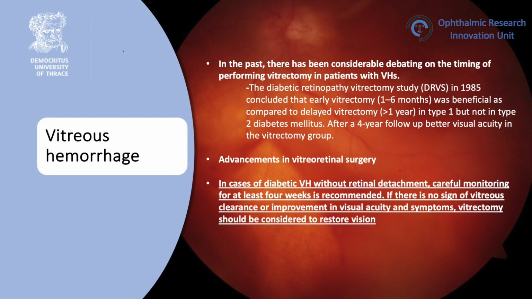It is important to consider that over 30 years ago, vitreoretinal specialists did not have available the latest technological innovations in this field, such as small-gauge instruments, high-performance machines, and intravitreal anti-VEGFs. These new treatment options have increased the overall intraoperative and functional outcomes of pars plana vitrectomy in these patients. So, in patients with diabetic vitreous hemorrhage without retinal detachment, close observation is recommended for at least 4 weeks. And, in the absence of evidence of vitreous clearing or improvement in visual acuity and symptoms, a vitrectomy should be performed to restore vision.